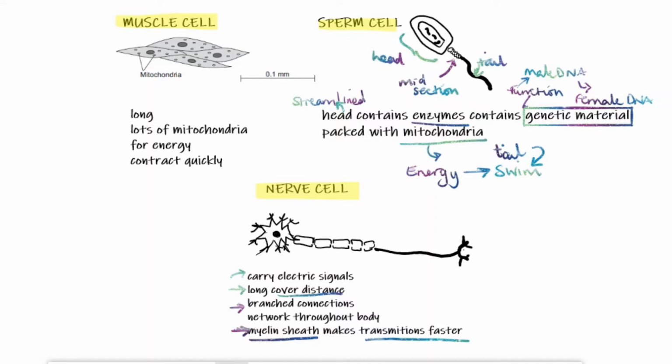For the muscle cell, the function of the muscle cell is to contract quickly. The muscle cells are long, so it has enough space for it to contract. They contain lots of mitochondria. The mitochondria provide it with energy which allows them to contract quickly.